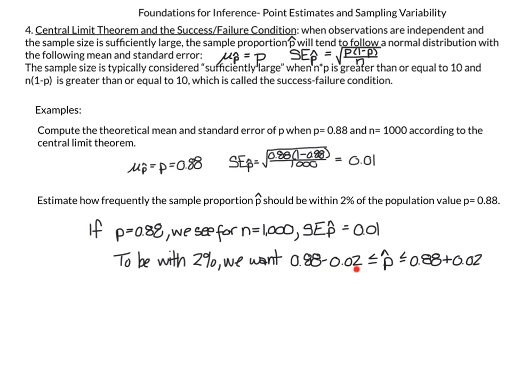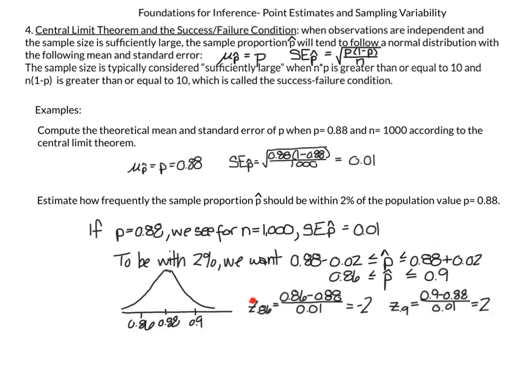If our proportion, remember, is 0.88 or 88%, to be within 2%, we could either be at 88% minus 2%, or 0.88 minus 0.02, or we can go as high as 88% plus an additional 2%, 0.88 plus 0.02, and we're still within 2% of 0.88. So in other words, as long as p hat is between 0.86 and 0.9, we're within 2% of 0.88. And now we use everything we learned from the normal distribution.